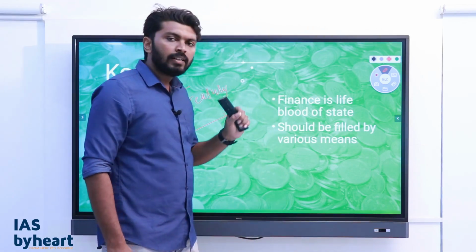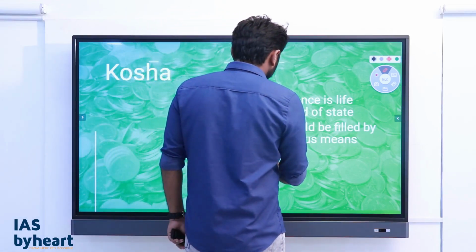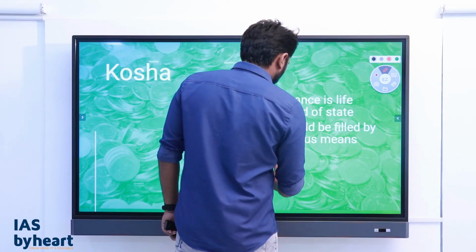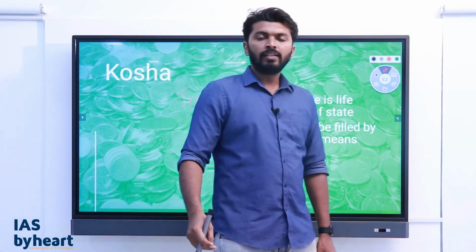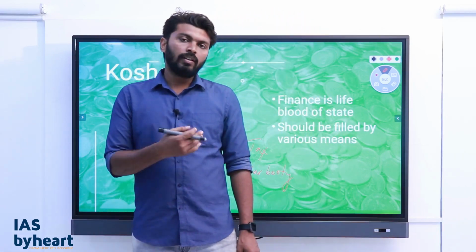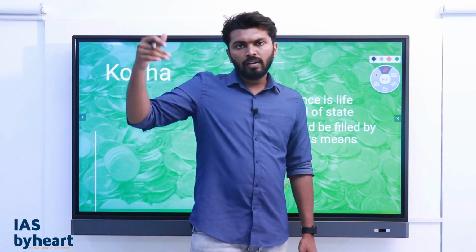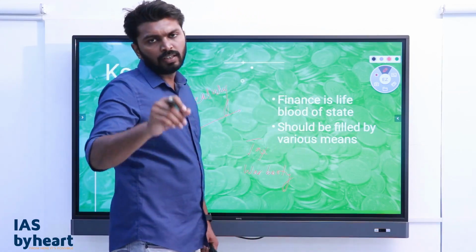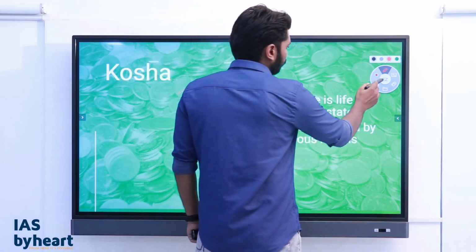Chanakya says that it should be filled by various means, either by taxation or war booty or the money derived from plundering enemy countries. Chanakya says there is nothing wrong in plundering your enemy countries. You should not plunder in your own country, but it is allowed in an enemy country. So by any means available, the treasury has to be filled, only then can a state be run efficiently.